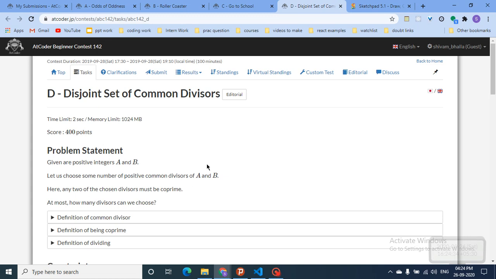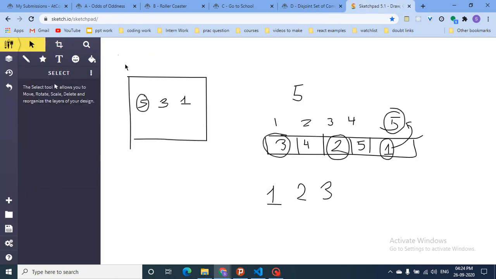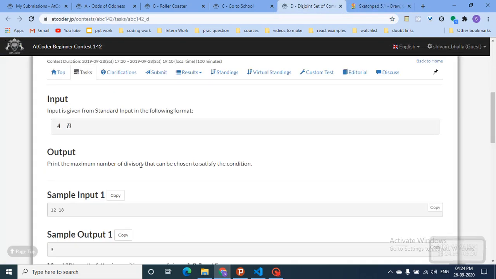And now any two numbers are called co-prime, which means that if you take any two numbers from all of these numbers you have accumulated, they must be pairwise co-prime. So you have to find the maximum size of the set you can choose such that all the numbers are pairwise co-prime and they are divisors of a and b. If it sounds difficult to understand, I will draw an example to make it clearer.